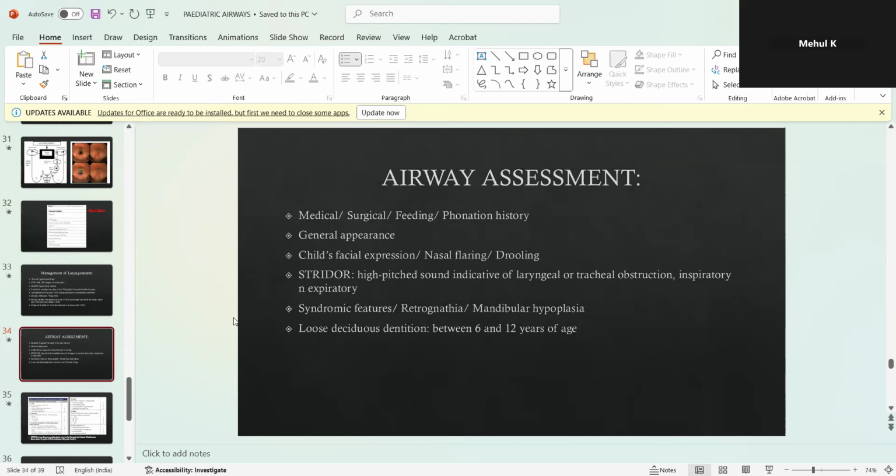And in adolescent kids, you always look for loose and deciduous dentation. There are many tools to assess the airway. The ones that are used in adults can be extrapolated for kids, like the LEMON assessment using the Mallampati grade if the patient is cooperative enough.